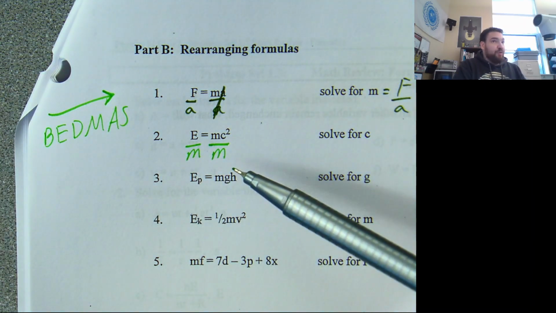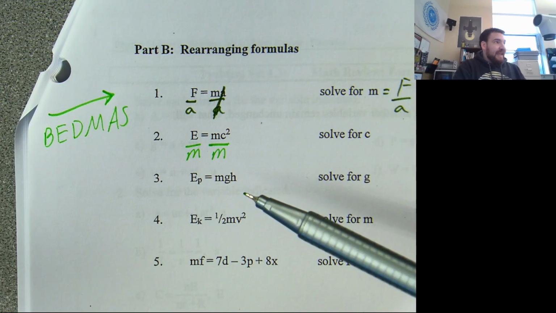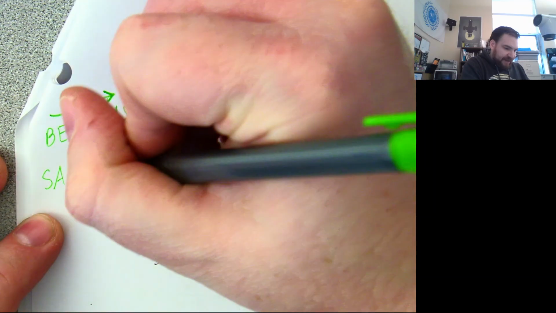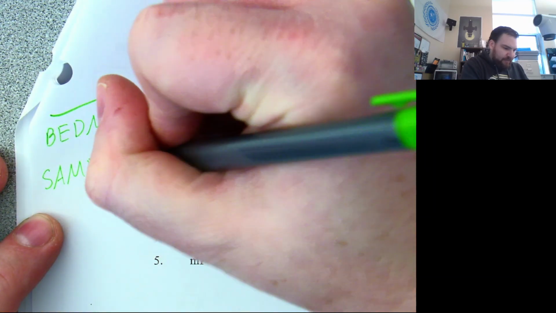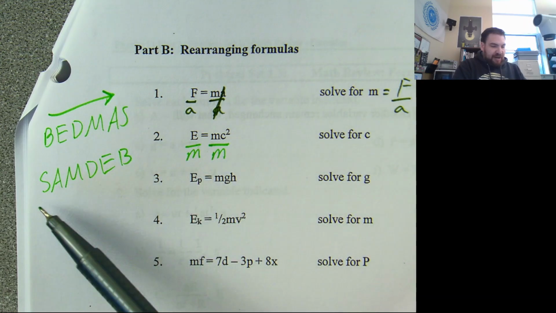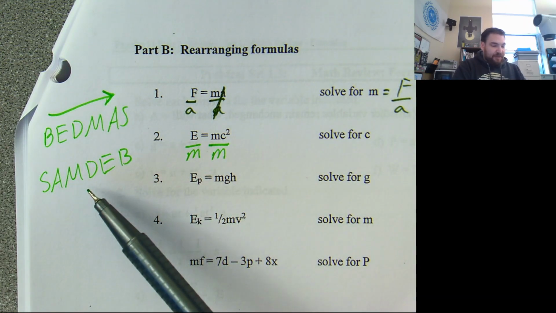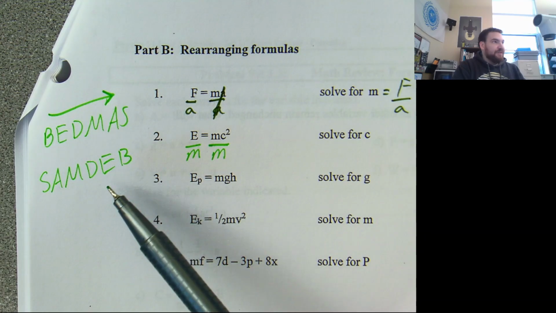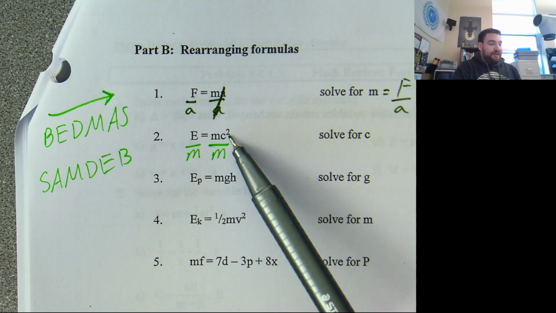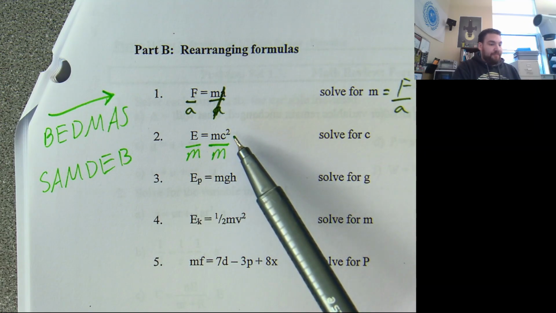When you're trying to isolate for a variable and things aren't getting cleaned up, I've started telling my grade 9s, well, it's just SAMDEB, which is BEDMAS, but backwards. You deal with any addition or subtraction, you deal with any of the multiplication, then you deal with the exponents. That multiplication by M needs to go away before we can touch that squared.